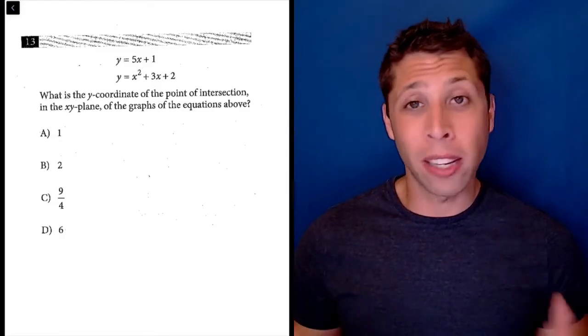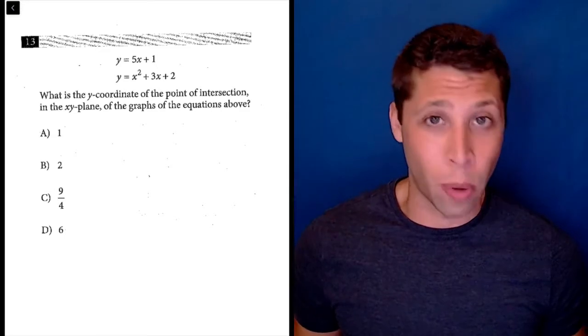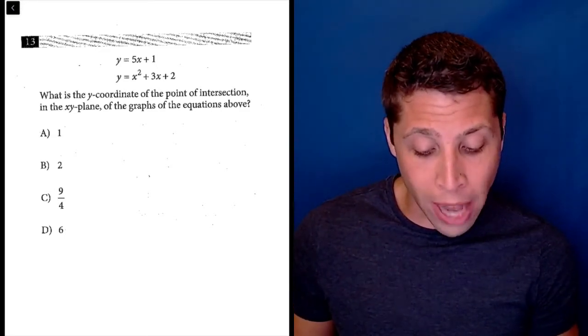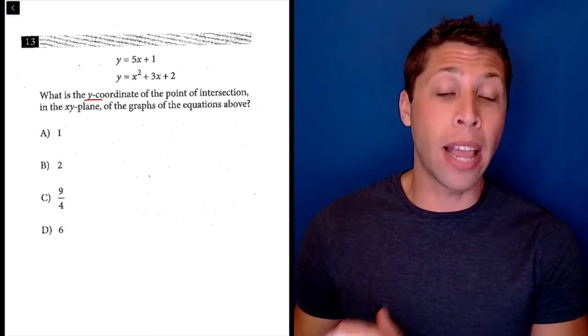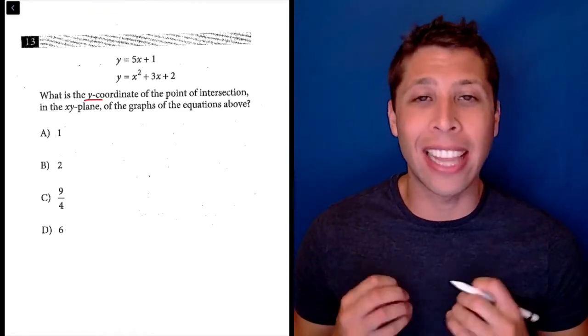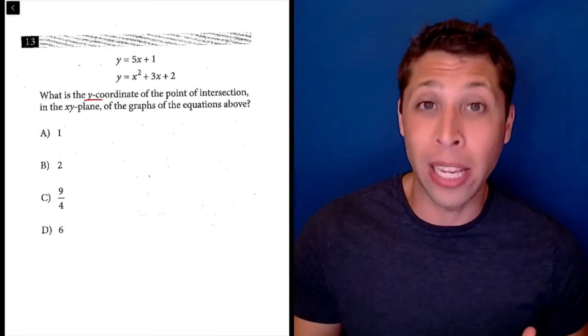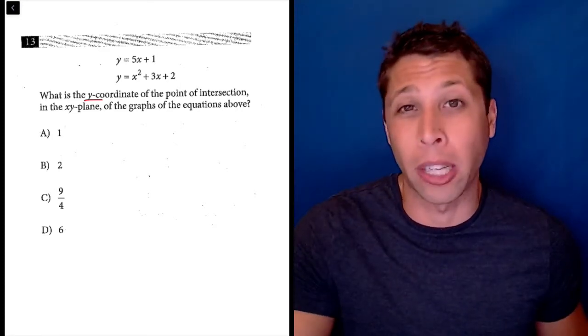This question is very recognizable as a point of intersection question. Now we could guess and check here because the answer choices are supposed to be the y coordinate, so we could work backwards and use a strategy, but honestly I think it's probably faster to do the algebra, so I'm going to teach you the algebra, but I'll show you how the guess and check might work at the end.